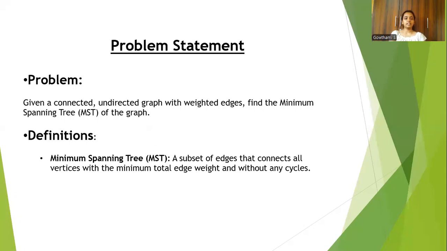What is the problem statement? Given a connected undirected graph with weighted edges, find the minimum spanning tree of the graph. So what do we understand by a minimum spanning tree? A subset of edges that connects all the vertices with the minimum total edge weight and without any cycle is known as a minimum spanning tree. And our aim of this algorithm is to achieve this minimum spanning tree.